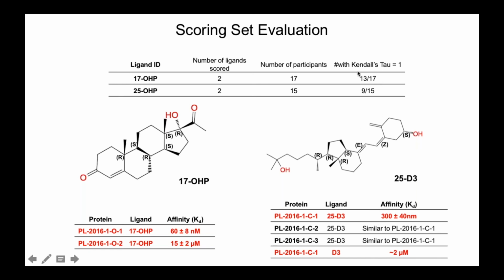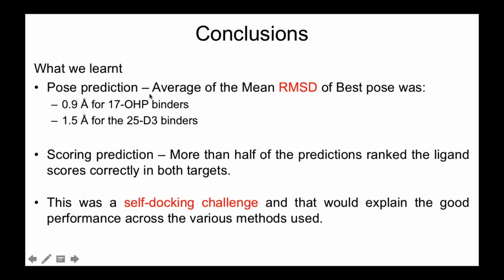And as you can see, in both data sets, more than half of the participants have scored the ligands perfectly, with 13 out of 17 participants for the ligand 17-OHP and 9 out of 15 for 25D3.